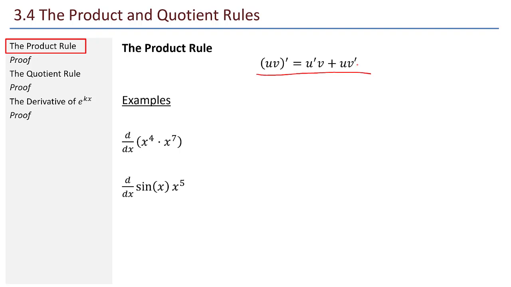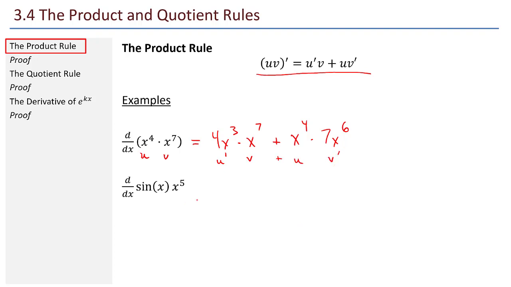Here are some examples. Suppose I want to take the derivative of x to the 4 times x to the 7. So x to the 4 is playing the role of u, x to the 7 is playing the role of v. Then the derivative is going to be the derivative of the first, 4x cubed, times the second, plus the first, times the derivative of the second. So that was my u prime v plus u v prime.